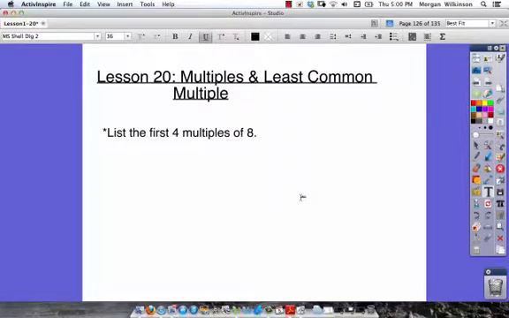Lesson 20 today is about multiples and the least common multiple. The first problem that we have here is to list the first four multiples of 8.